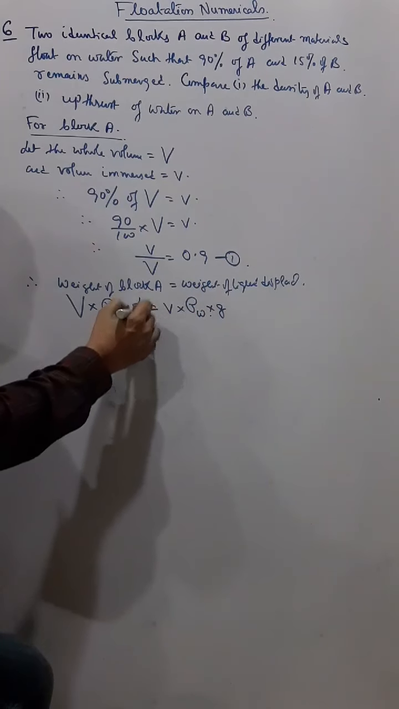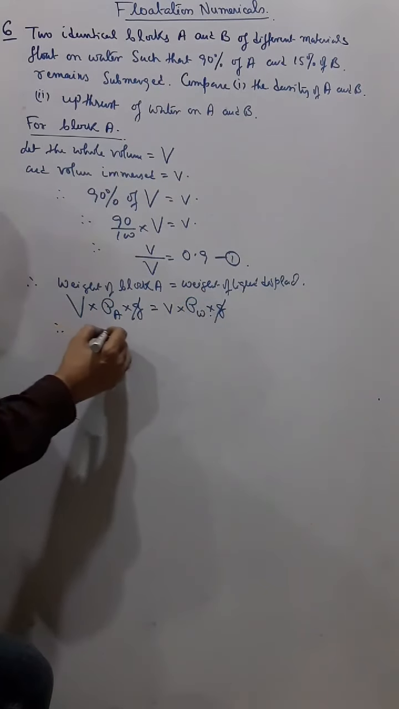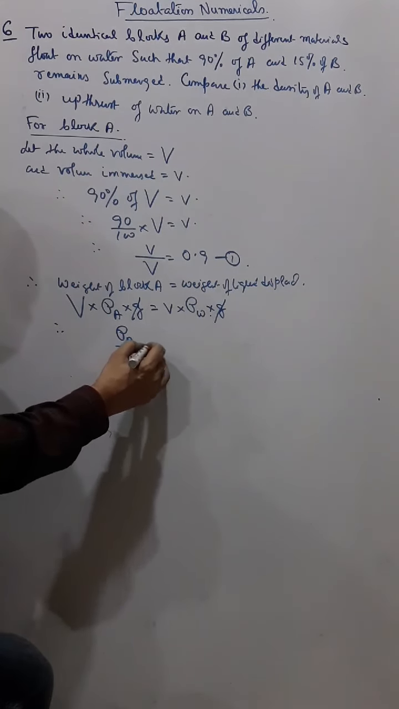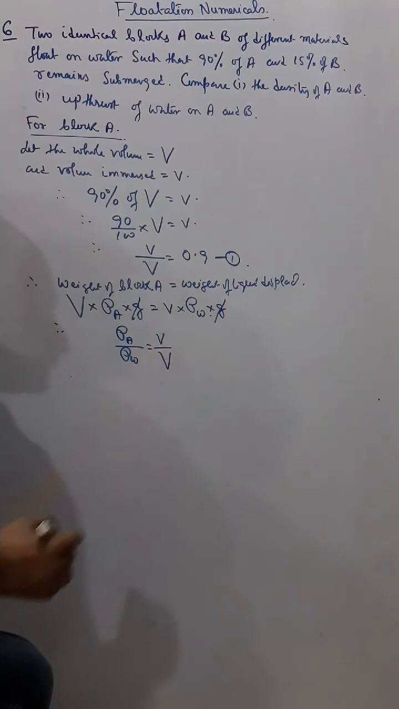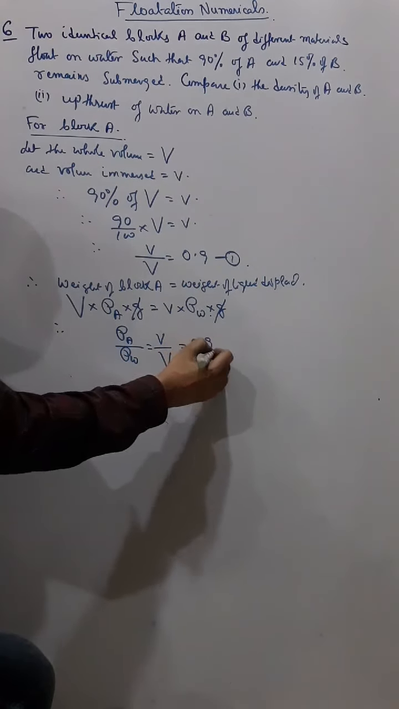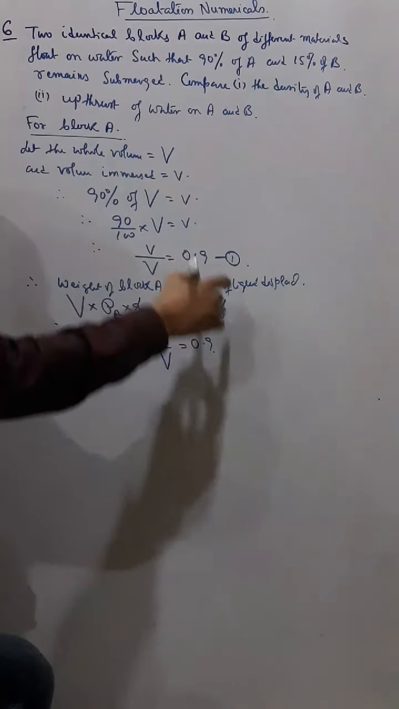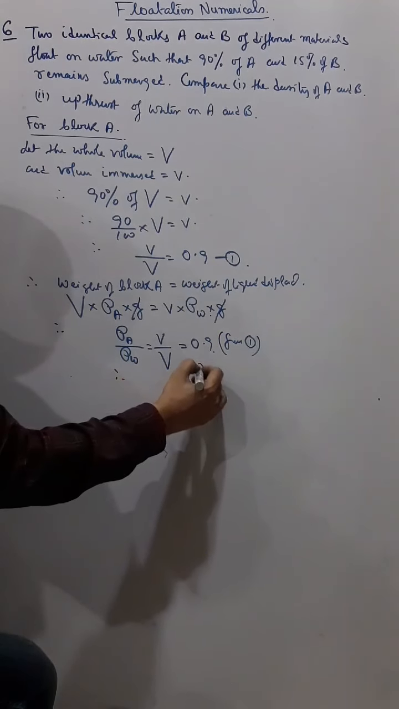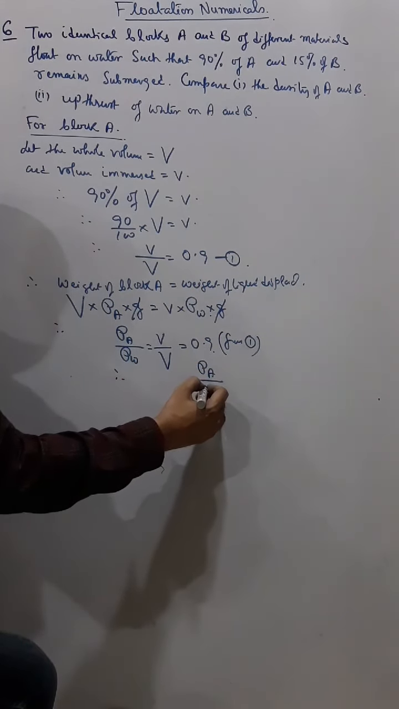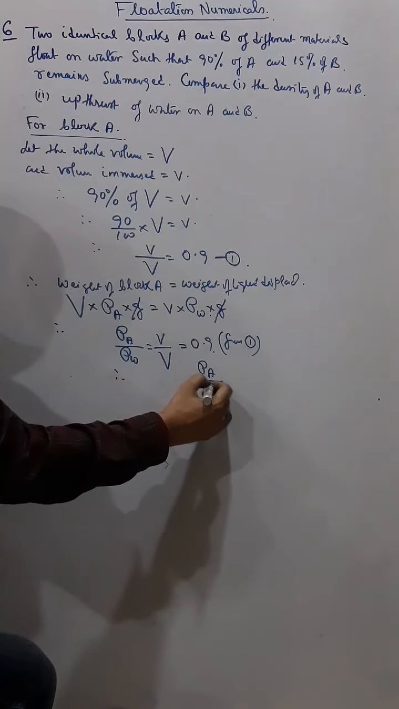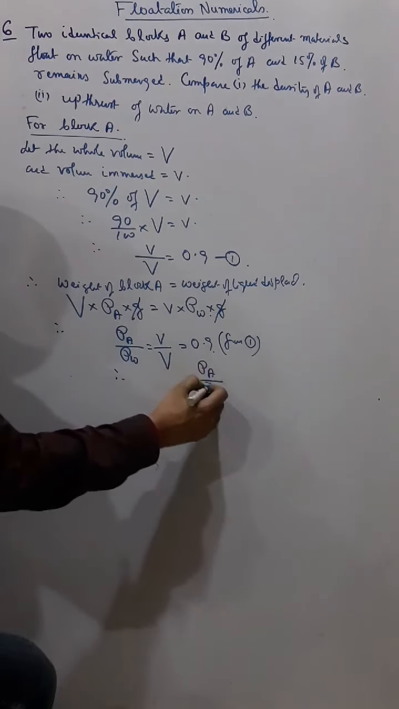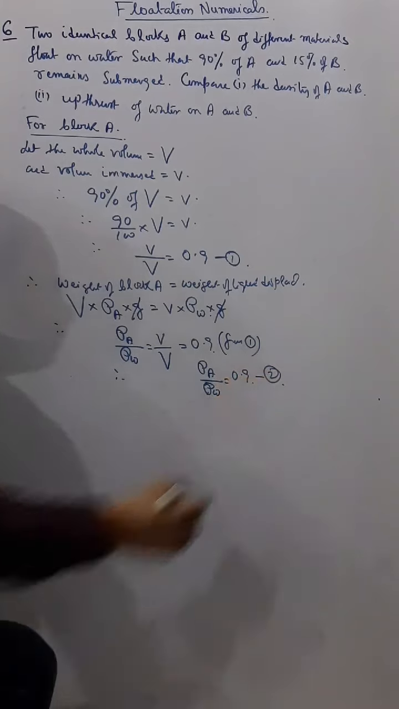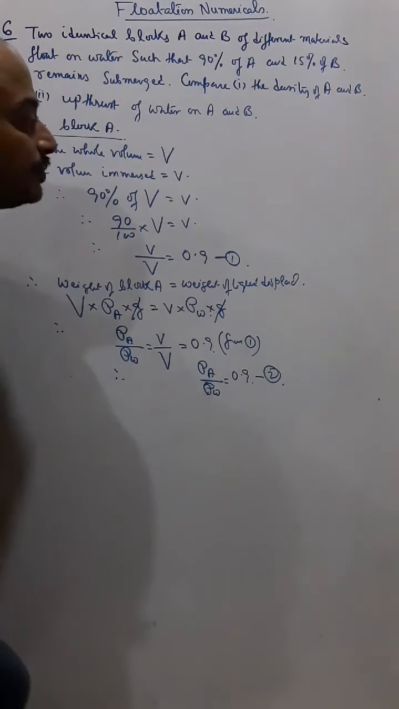So now G and G get cancelled. So we can say density of A by density of water is equal to small v by capital V, which is equal to 0.9. So finally from here we get density of block A by density of water is equal to 0.9. Okay. Now same thing we will do now for block B.